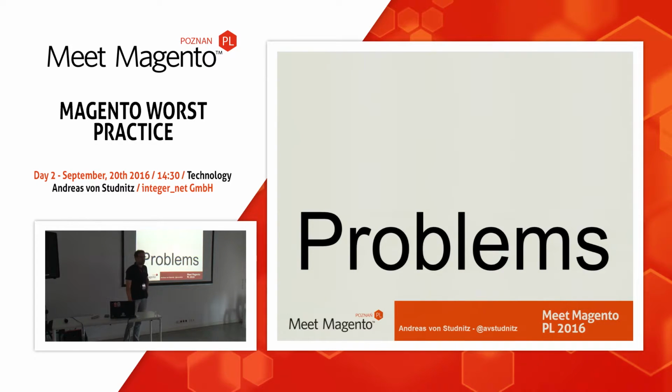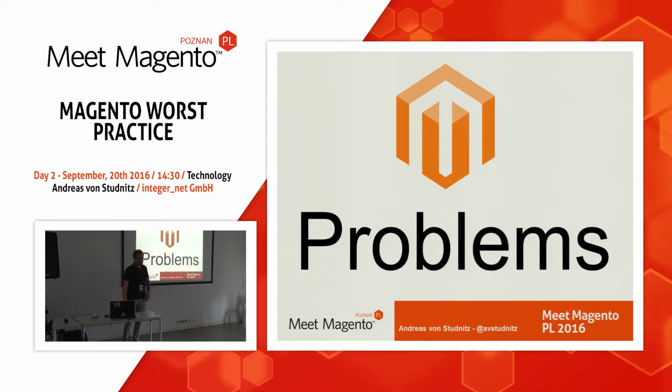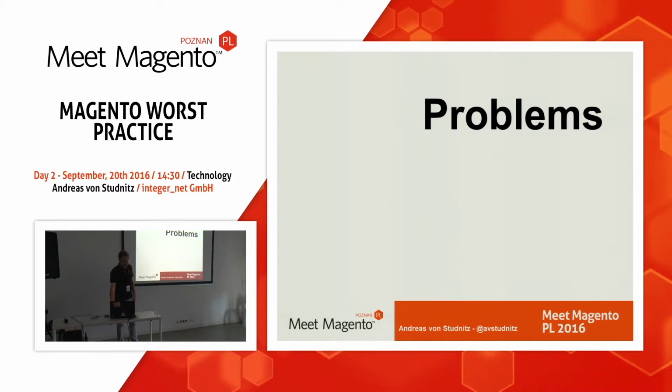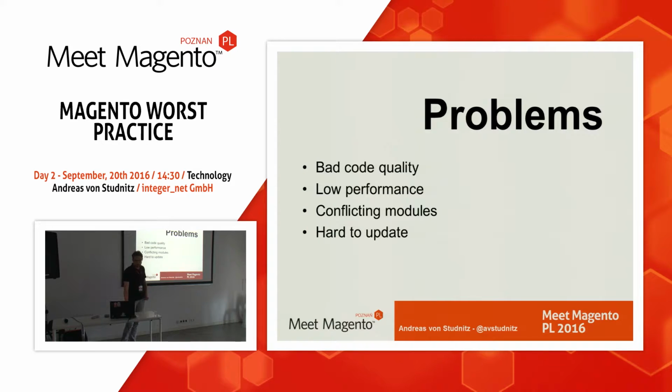We are talking about problems today, and as we are at a Magento conference, it's not general problems, it's about Magento problems. And we all know there are Magento problems. What are the typical problems for developers? They can be bad code quality, low performance, conflicting modules. Magento can be hard to update depending on what you have in it. But these are, in the context of today's talk, small problems. So I won't talk about those problems.